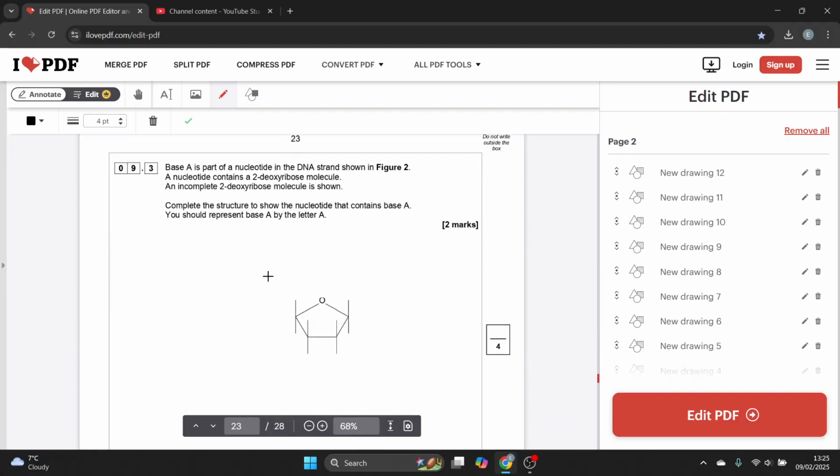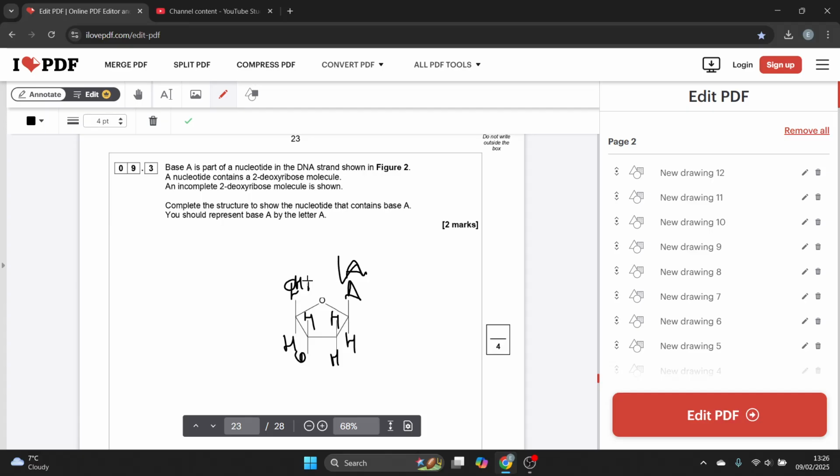Then it says complete the structural nucleotide that contains base A. It contains a 2-deoxyribose molecule, an incomplete 2-deoxyribose molecule is here. So you've got your A here. You represent the base by the letter A. A here, H here, H here, H here, H here, O here, and then your H here.